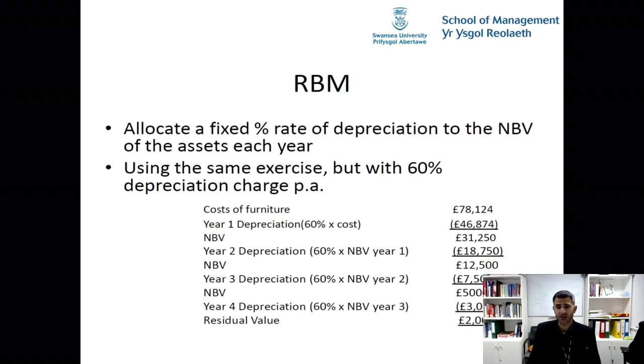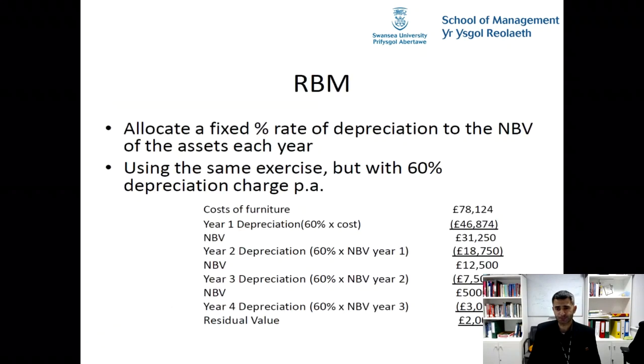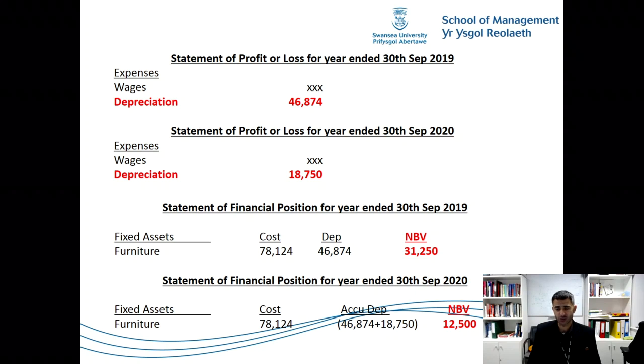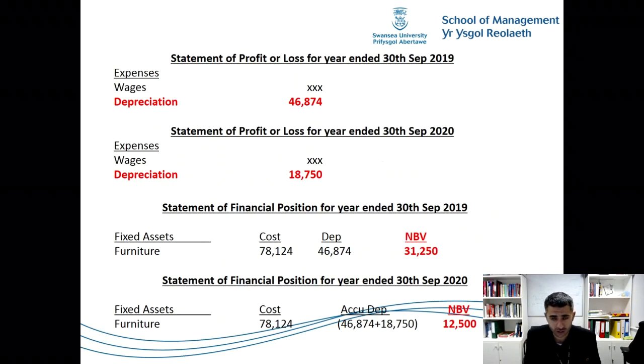As you see here, the net book value in year 1 is 31,250. In year 2, which is 2020, it is 12,500. 2021 is 5,000, and in 2022 is 2,000. Okay, guys, so again, this is a statement of financial position and how to record the net book value of the furniture.